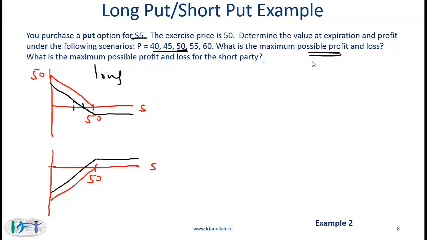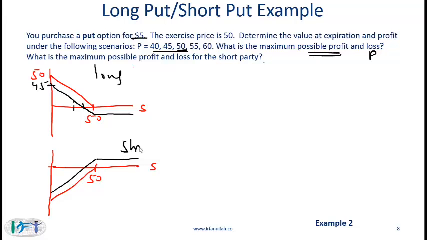So the maximum possible profit is right here. It is 50 minus 5, which is 45. That would also be X minus P. The maximum loss is P, which is the amount paid for the put option.